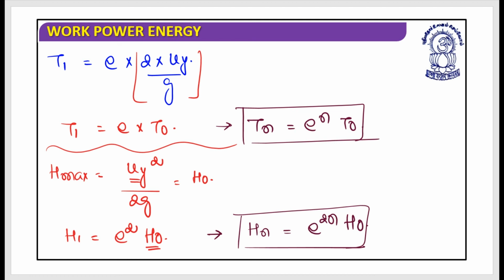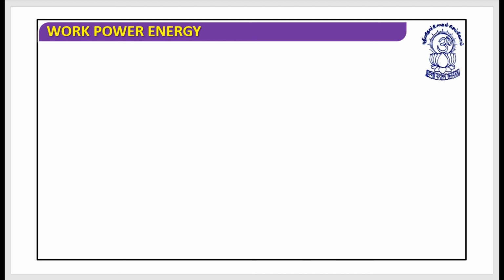So now you must know the generalized relation of range, the generalized relation of time of flight, and the generalized relation of hn, the maximum height after the nth bounce. Is it clear? So will you do one question? Let's have fun.